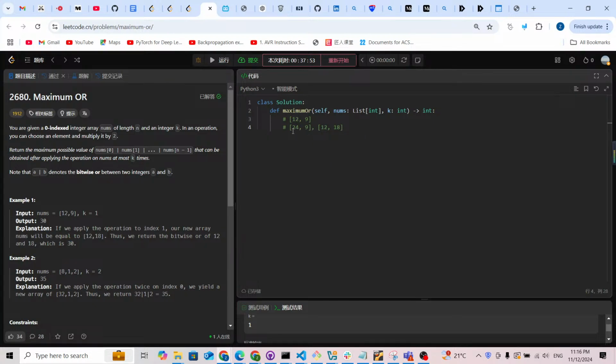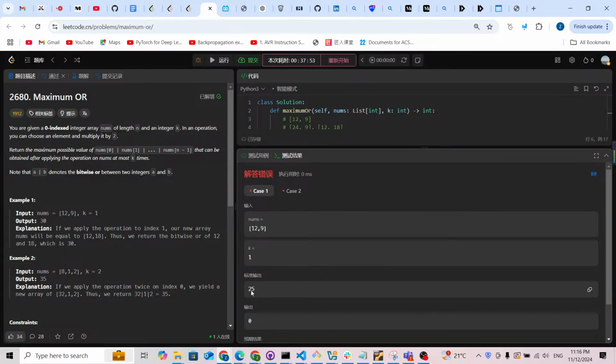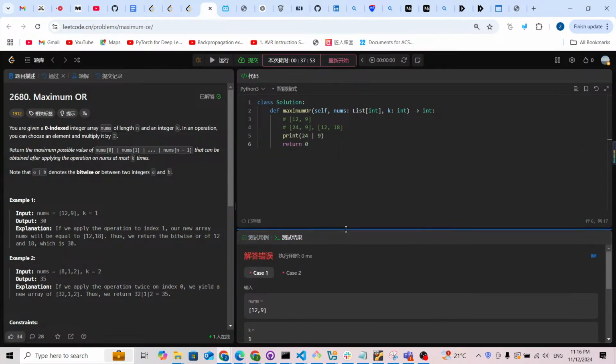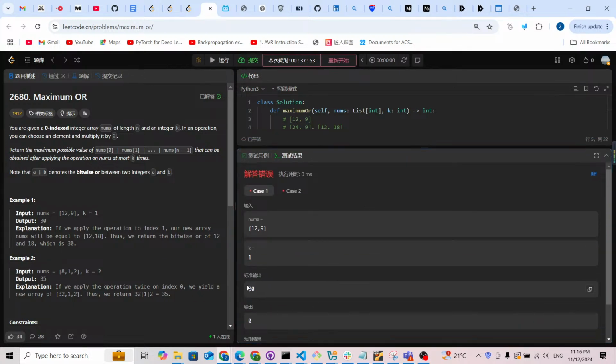If we use 24 and 9, let's check the result. Let me just return a random number 0. As we can see, 24 XOR 9 is 25, but 12 and 18 gives 30, so it is the maximum. If we use 12 and 18, it's going to be 30, as we can see from here.